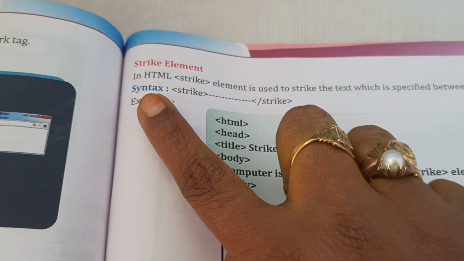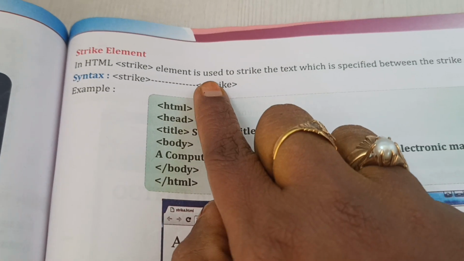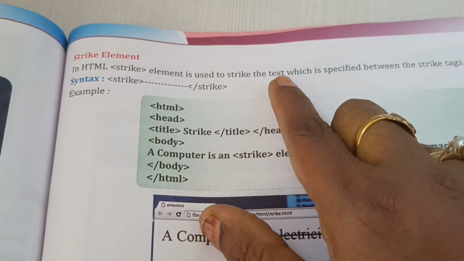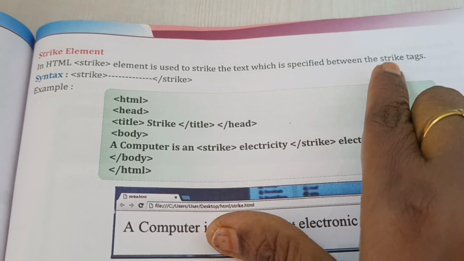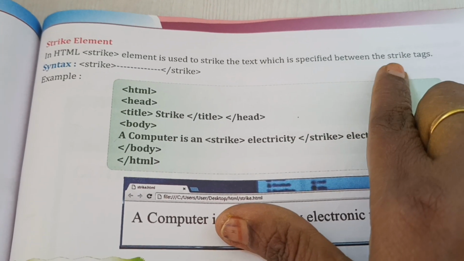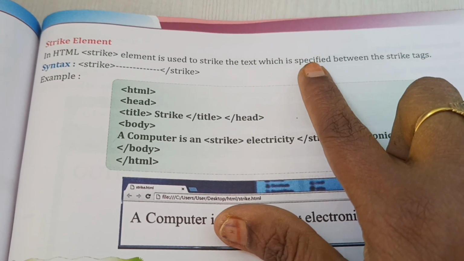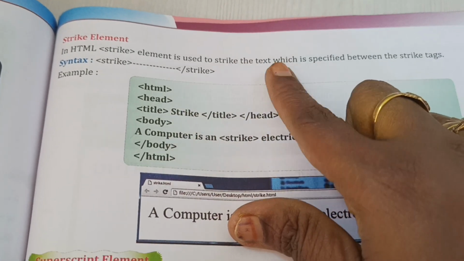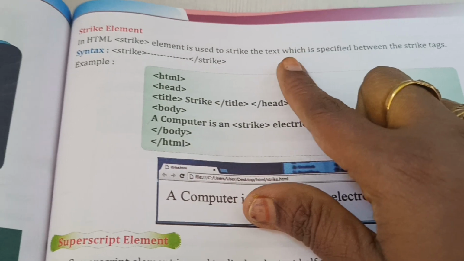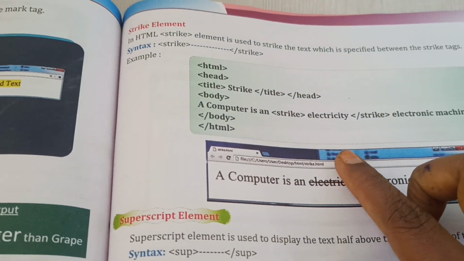So again I repeat: the strike element is used to strike the text which is specified between the strike tags. Whatever text is specified between the strike tags, that text is struck. Okay, now let me explain the program.